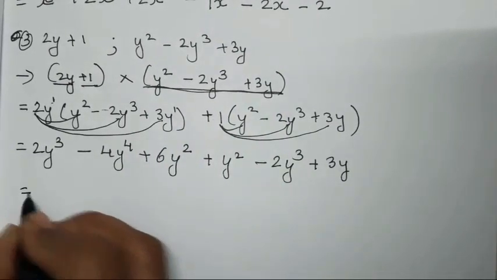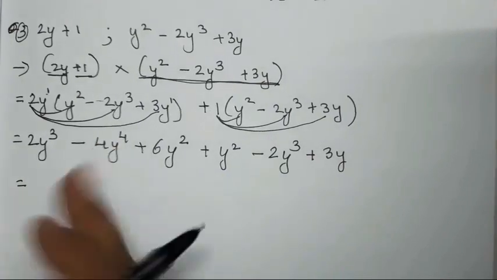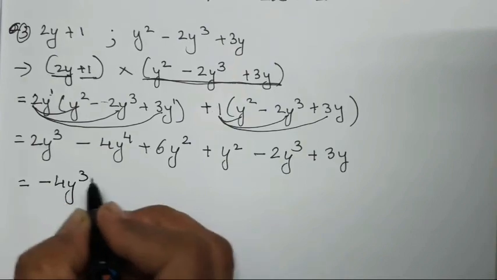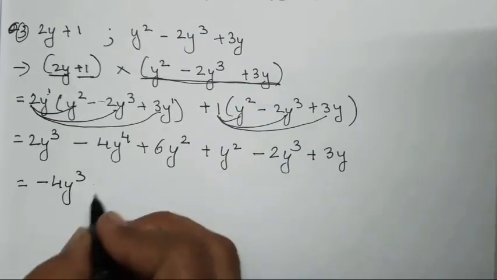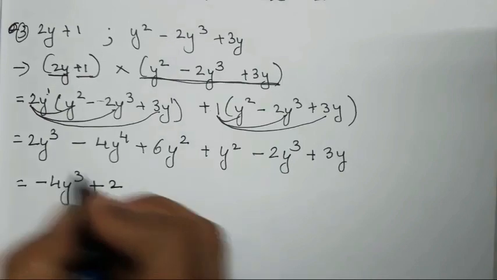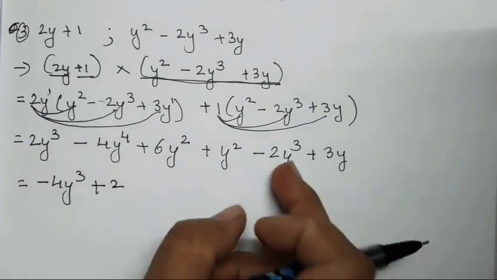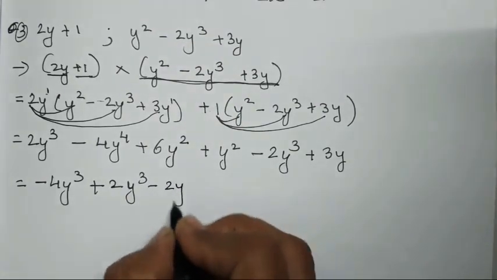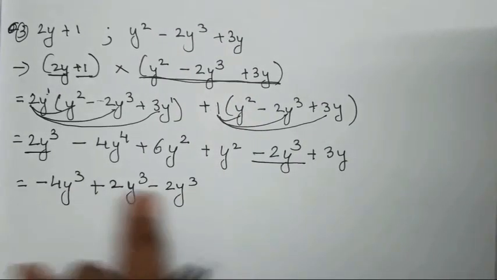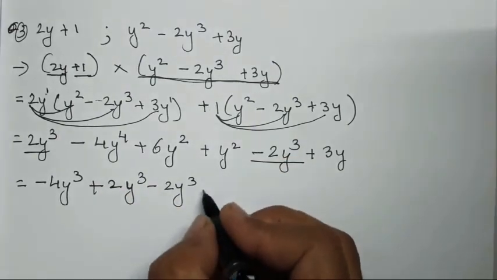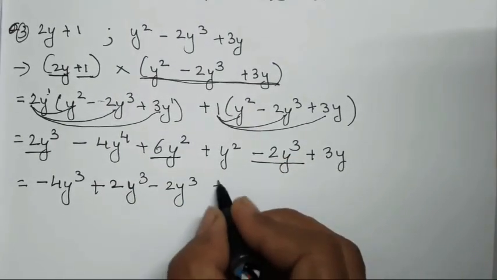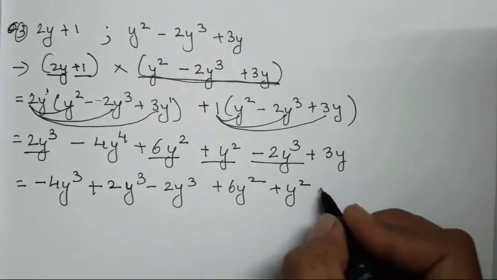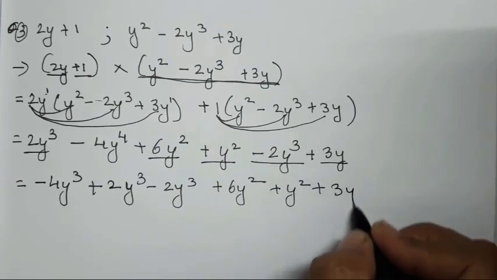Now you all have to arrange it according to the power. 4 is the biggest power, so this will be first. Then we have to write minus or plus, first we will write plus and then we will write minus, because there are two terms, isn't it? So plus 2y cube and minus 2y cube. See, this and this is similar, only the signs have changed. So according to the sign you all have to write it. Next is going to be plus 6y square and plus y square, and then plus remaining 3y.